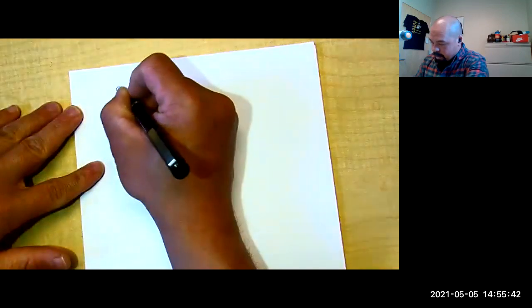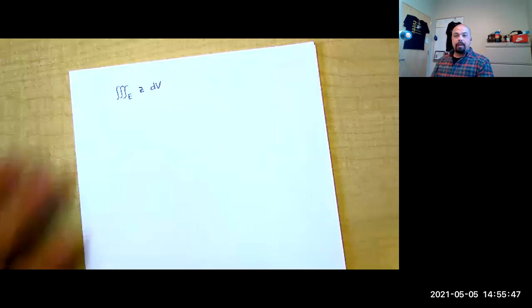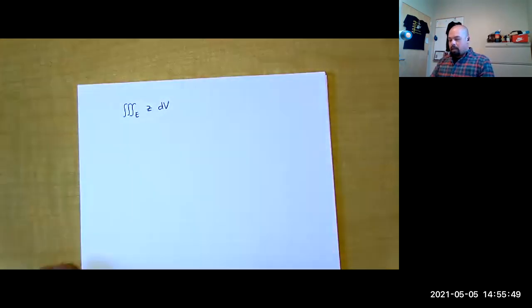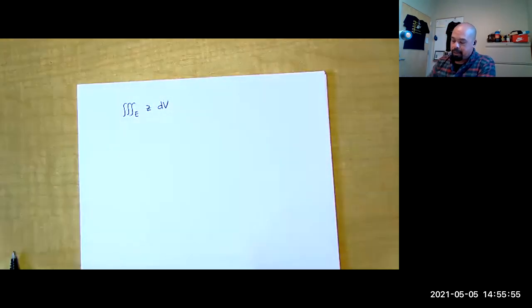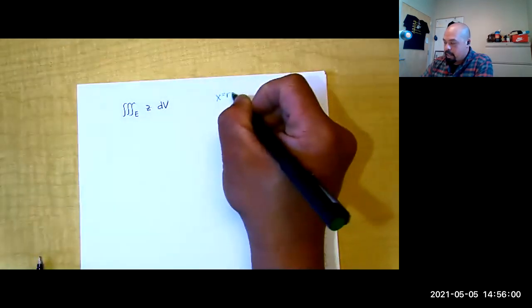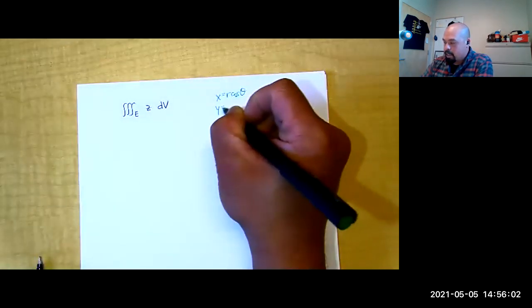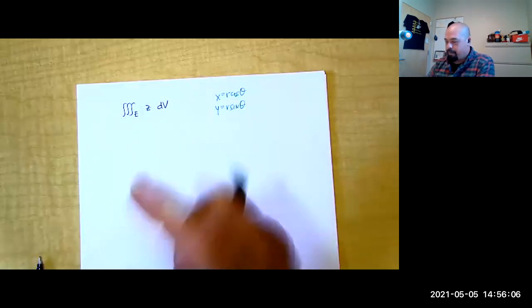If we're integrating over the region E, z dv, okay, here, if this function had dealt with x and y, we'd have to make that conversion, but there's only z, so z stays the same. We have to remember x equals r cosine theta, y equals r sine theta. Make those substitutions into your function as necessary.